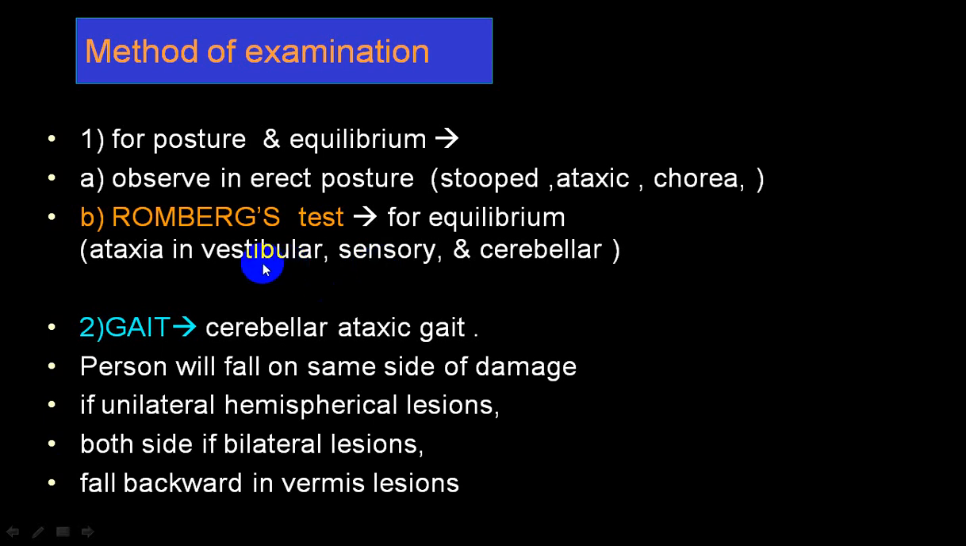While in a vestibular, person will try to maintain the balance with little broad base, eye open and little support. While in cerebellar, whether with eye open or eye closed, whether with limbs together or with broad base, person will have ataxia. In a cerebellar ataxic gait, person will try to fall on the side of the damage if there is a unilateral damage, and he will try to fall on both the sides if there is a bilateral damage or there is a damage to vermis. And particularly in a damage to vermis, person will tend to fall backward.